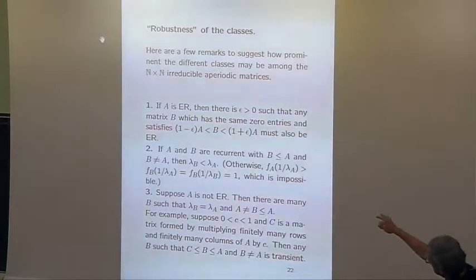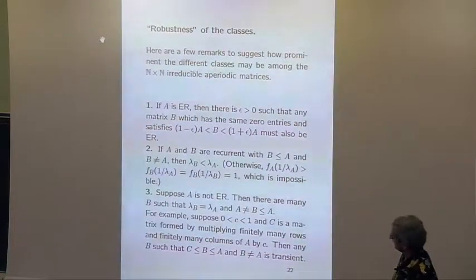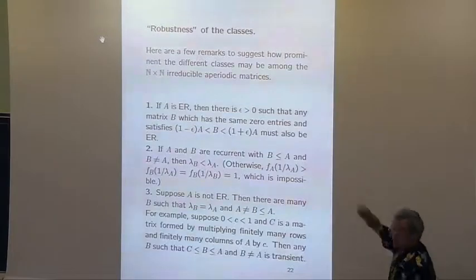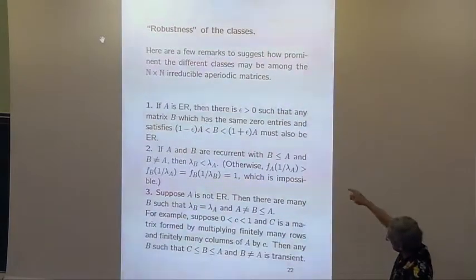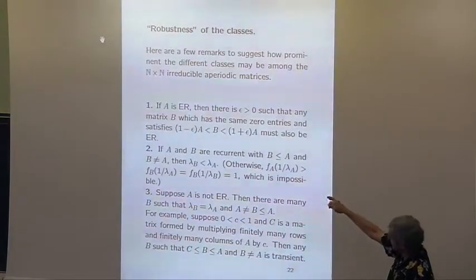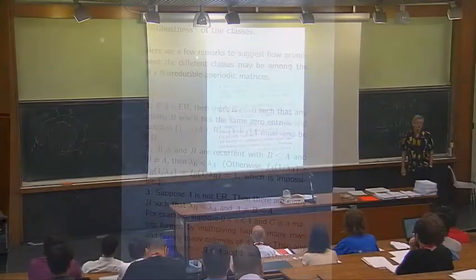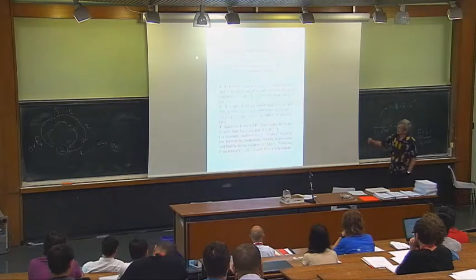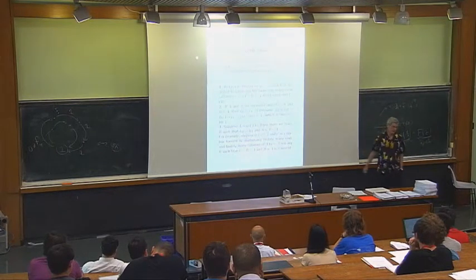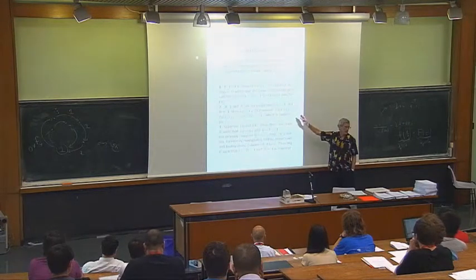If A is exponentially recurrent, then there's some epsilon greater than 0 such that any matrix B which has the same 0 entries and satisfies (1 minus epsilon) times A smaller than B smaller than (1 plus epsilon) times A must also be exponentially recurrent. So, why is this? Well, I didn't change the 0 entries. So what's happening here?